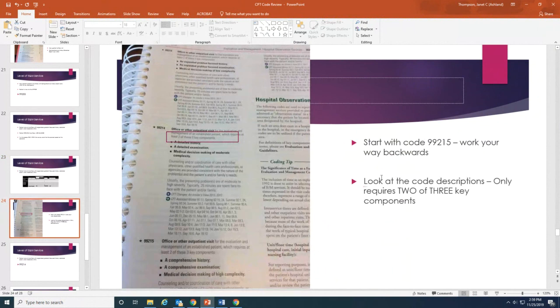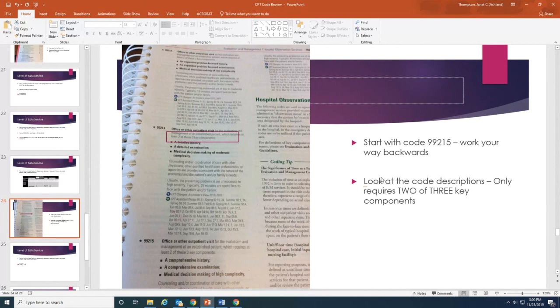So start with code 99215 and work your way backwards. We don't have a comprehensive history or exam, so we can rule that one out. For 99214, we do have a detailed history and moderate medical decision making, so we do meet 2 of these 3 key components. 99213 is a little lower of a service than what we provided, so we want to be sure to get the full reimbursement of our work. And that is going to be code 99214.